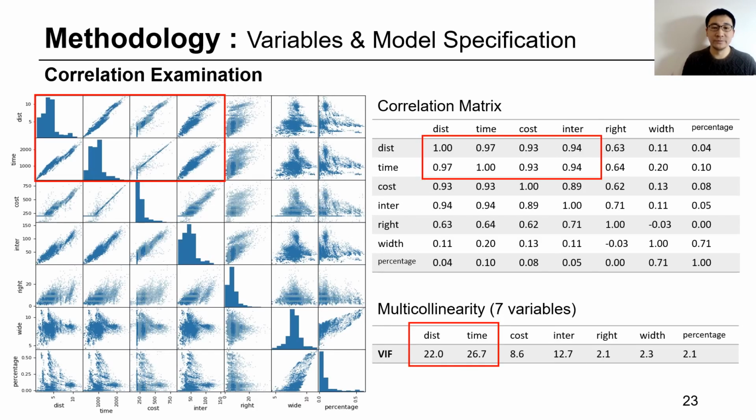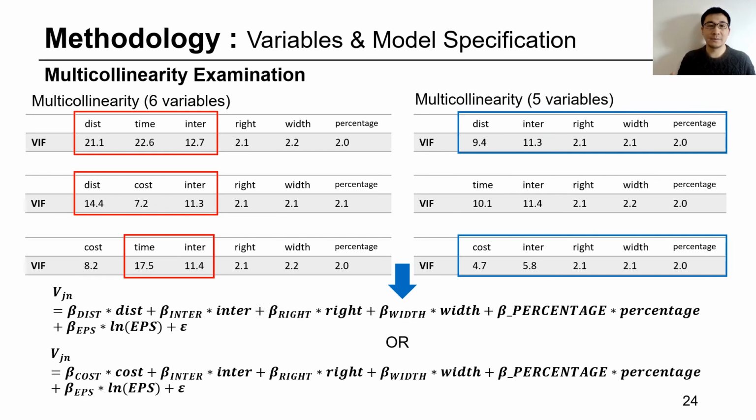I first examined the correlation between every variable with every other variable. Both the figure and the correlation matrix show that the variables distance and time have very strong correlation with other variables. Also, the check of multicollinearity, the very big VIF values of distance and time, confirm this problem. So I was thinking to exclude at least one of the distance or time variables. Then I ran examinations on the multicollinearity of different combinations of 6 variables and 5 variables. As you can see in the red boxes and the blue boxes, 6 variable combinations didn't present as good performance as the 5 variable combinations did. So I decided to use either of these two 5 variable combinations to form my final utility function.